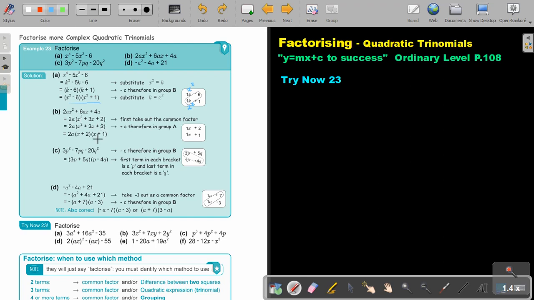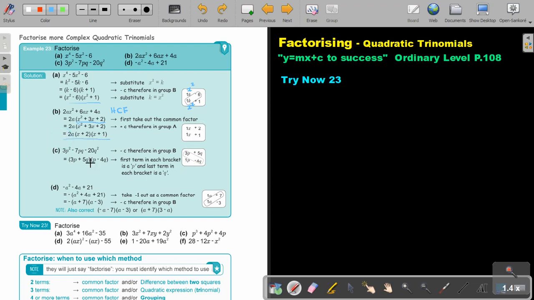If you look at this one, now always remember, you must always, before you do trinomials, difference between two squares, grouping, you must always see if you can take out a highest common factor. And that's exactly what I did. I took out the highest common factor, then I look inside the bracket. Oh, it's a trinomial, it's in group A. And then I start doing it and I move on.